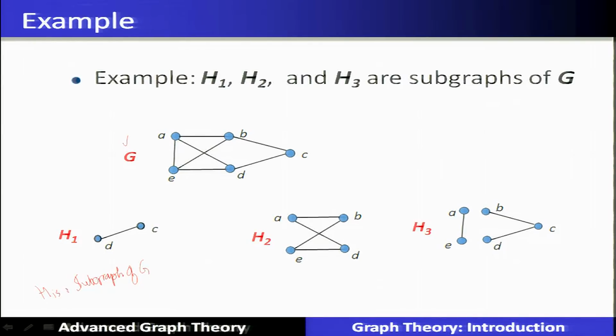H1 is the subgraph of G. In H1 you can see C and D. So, this becomes a subgraph of G. All the edges incident to these vertices are part of the subgraph. H1 is also present in the main graph, hence it satisfies the definition of a subgraph.